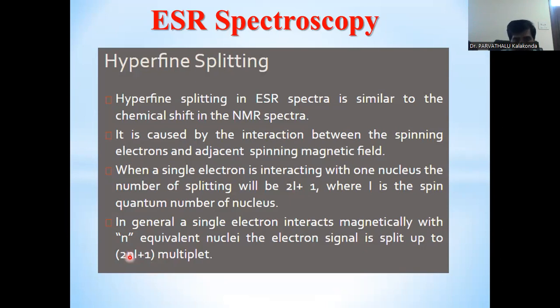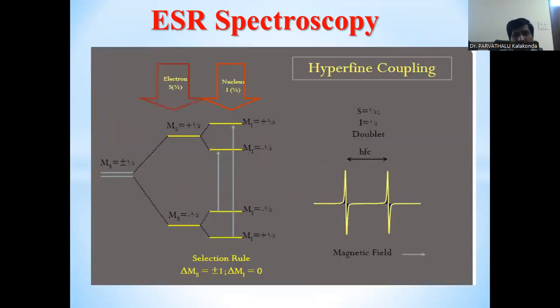N is the number of unpaired electrons, and the multiplicity is 2S plus 1. Let us see how it happens. Keep in mind, this is the ground state in the absence of a magnetic field. In the presence of a magnetic field, the level splits into plus half and minus half.